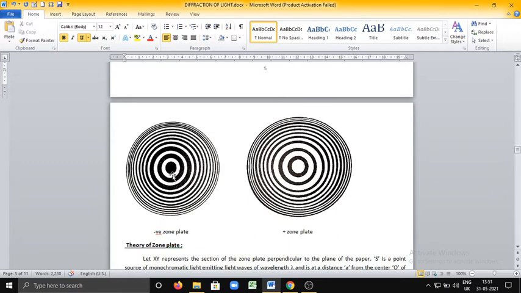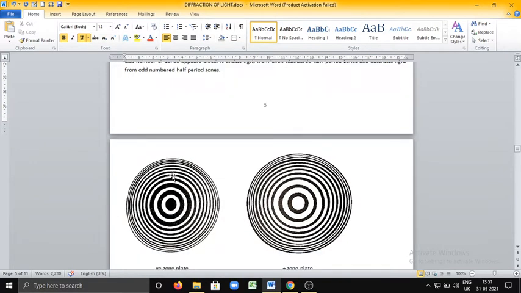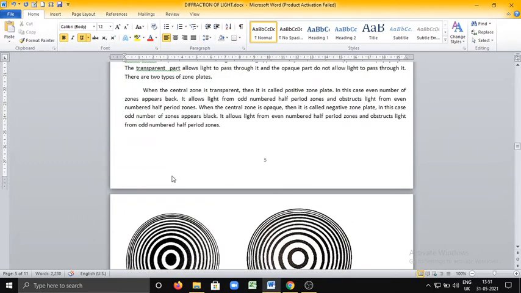Alternate zones allow light to pass through it. Such a zone plate is called a negative zone plate. I hope now you can write how we can distinguish a positive zone plate and a negative zone plate.